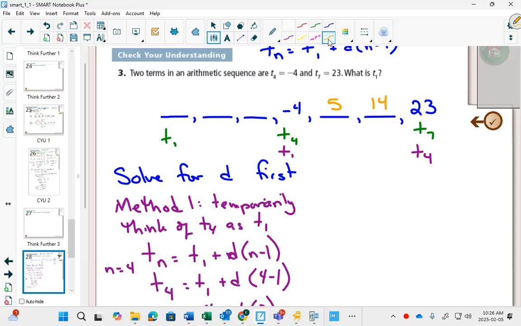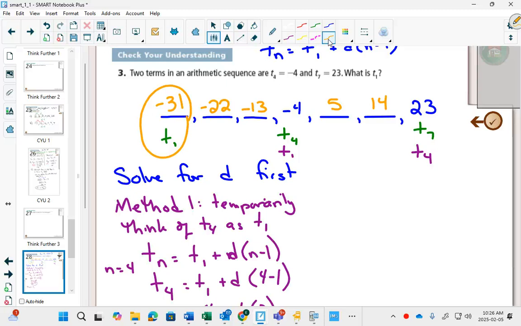But then if I wanted to work backwards, if D is 9, that means I'm adding 9 when I'm going forwards. Does it make sense? You would subtract 9 when you're going backwards. So if I subtracted 9 once, I would get minus 13, then minus 22, and finally minus 31. So I could say that the answer is term 1 has to be minus 31. This is one way to find a term. You could use your common difference and just fill in the spaces.